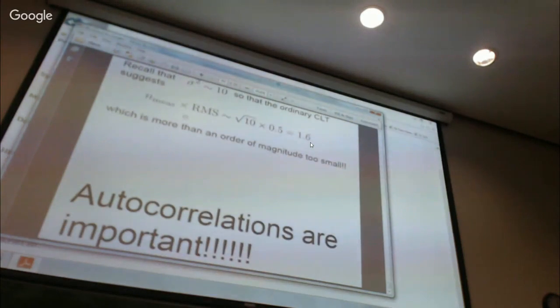Just to drive home the point that we'd be underestimating the variance by about an order of magnitude if we didn't take into account the autocorrelation. Tau int was about 25. So 2 times 25, take the square root of that, and that'd be the factor that you got wrong. Anyway, autocorrelations are important to take into account. You can either treat them explicitly or bin to get rid of them, but you have to do something, and that's it.